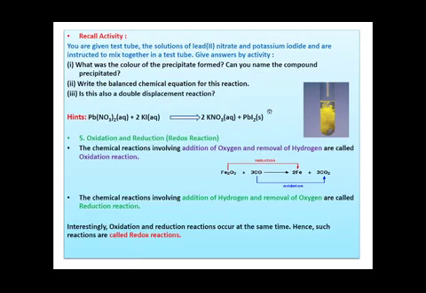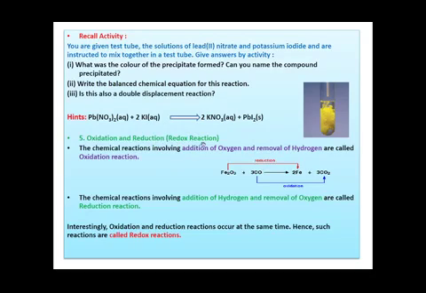This particular reaction is an example of double displacement reaction. Write the balanced chemical equation for this reaction. Here is the balanced chemical equation for the reaction, and as you can see, potassium is replacing lead from lead nitrate and lead is replacing potassium from potassium iodide. So it is an example of double displacement reaction.